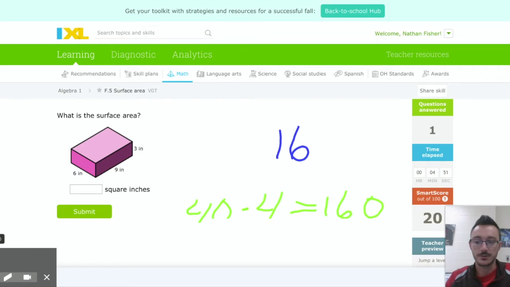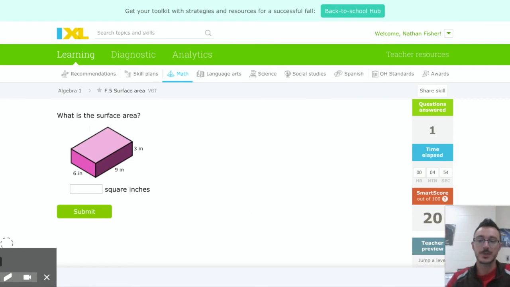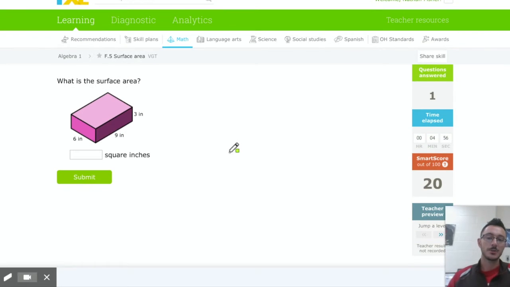Okay, can I erase all? Boom. There we go. Getting the hang of this. Okay, we have something similar here, except all of these sides are rectangular. So let's think about this side right here. We're going to have 2 of those. Can I do the dotted lines? There we go.